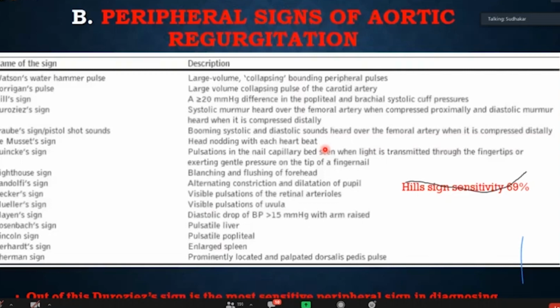Now, I want to tell you one important thing. Remember the importance and limitation of Hill sign. Remember, Duroziez sign is the most important peripheral sign. Not all patients with severe aortic regurgitation will have a Hill sign, and not all patients in whom you get a Hill sign may have severe aortic regurgitation, because there are other causes of Hill sign as well. So this is one important thing which I wanted to tell you about aortic regurgitation.